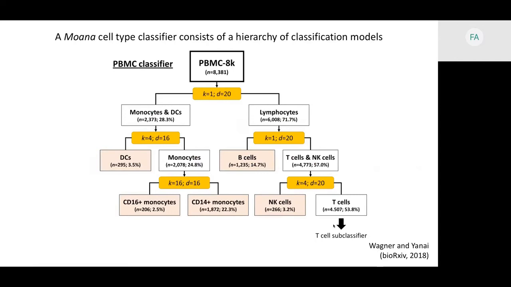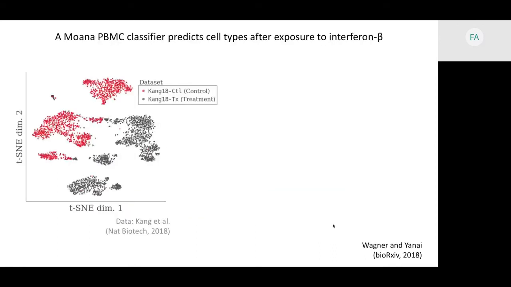But what I wanted to focus on here was an application to an experiment where there's actually a treatment effect, the more interesting case where you have a control and a treatment. We applied this to a data set published by Kang et al. Here we have 2 samples, 1 control, 1 treatment, of PBMCs. The treatment is PBMCs exposed to the cytokine interferon beta for 4 hours.